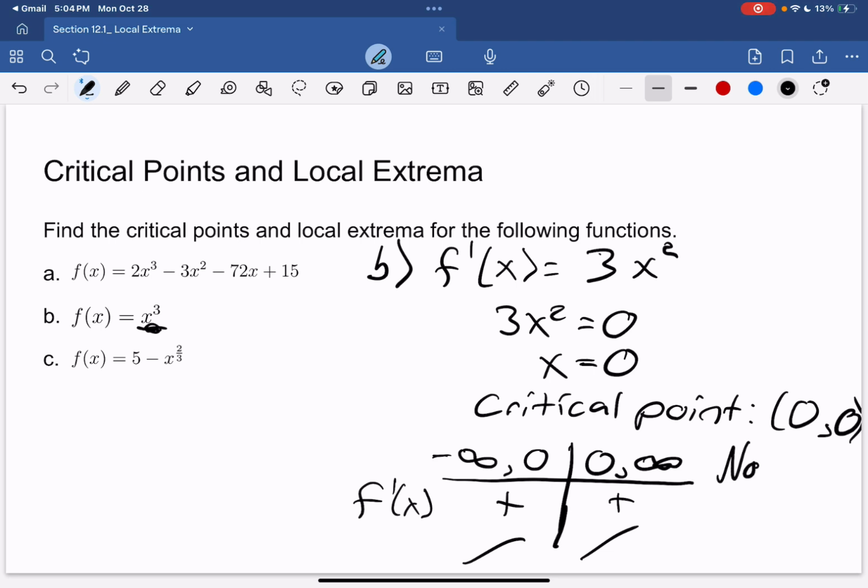So there is no local max or min. Okay? And this is true because if you look at the graph of x cubed, what happens is it goes to 0. So it comes up, goes to 0, flattens out for just a moment, and then it keeps going. So there's no local max or min that occurs with this function.